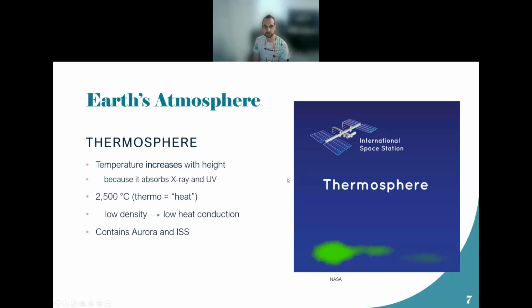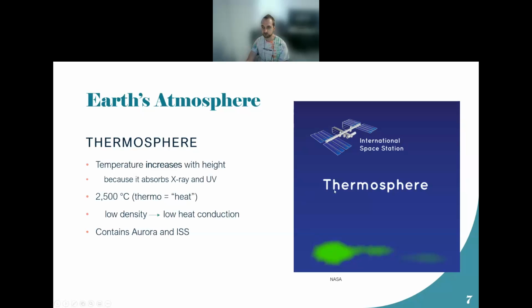The next layer up is the thermosphere. Here, temperature again increases with height like the stratosphere. Instead of just absorbing UV radiation, though, this is due to absorbing X-ray and UV radiation. So at the top of the thermosphere, it sees all of the X-ray and UV radiation. And by the time you get lower, there's less X-ray and UV radiation to be seen. And so it doesn't get as hot.